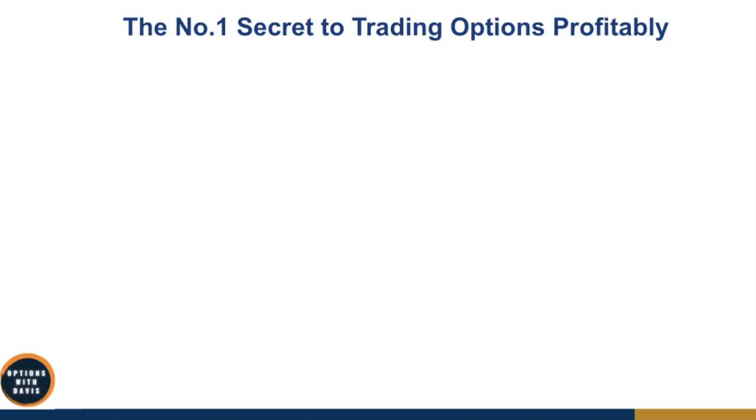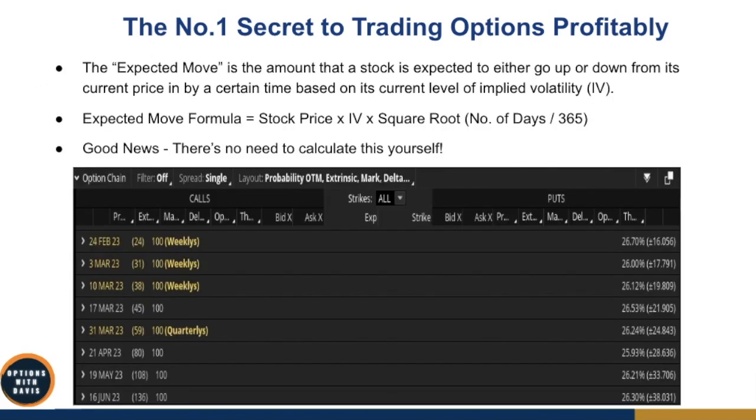Alright, so now we are getting to the exciting part, and this is what I consider the number one secret to trading options profitably, right? So this is the reason why there can be an edge when it comes to trading options, and if you really understand this, you really grasp this, then you'll be able to trade options consistently and profitably in the long run, right? So what is this number one secret? Well, the number one secret is basically the concept or the term expected move, right? So what is the expected move?